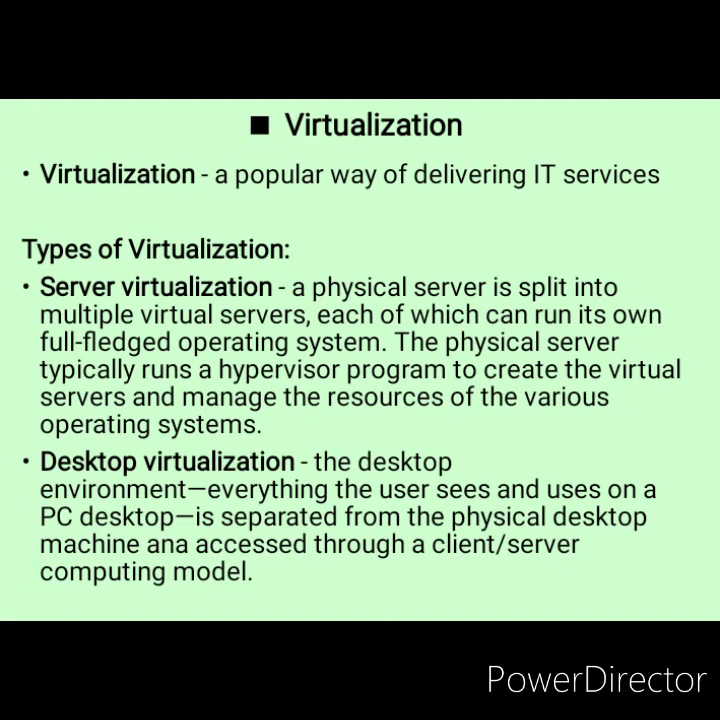Next is virtualization. Virtualization is a popular way of delivering IT services. Virtualization has two types. The first one is server virtualization. A physical server is split into multiple virtual servers, each of which can run its own full-fledged operating system. And the second is desktop virtualization. The desktop environment, everything the user sees and uses on a PC desktop, is separated from the physical desktop machine and accessed through a client or server computing model.